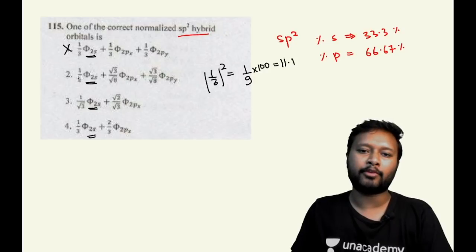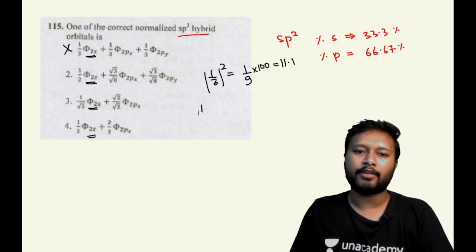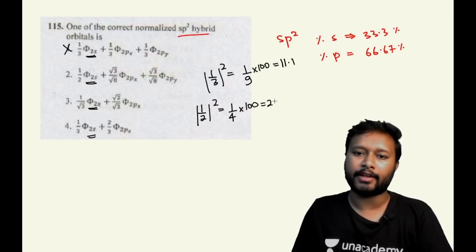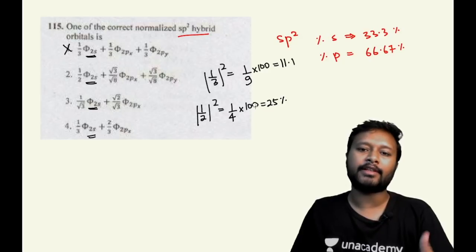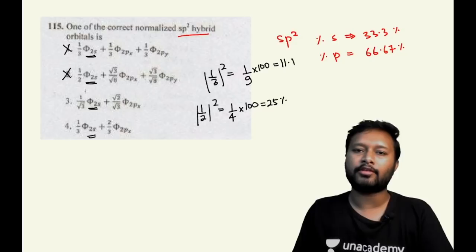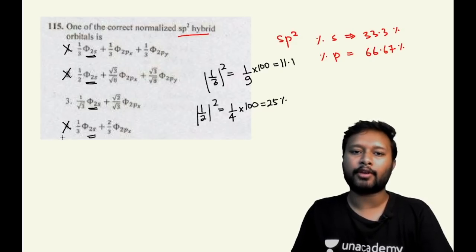Let's go for option number 2. The square of the coefficient of that is going to give me 1 by 2 square, which gives me 1 by 4. If I convert this into percentage, I get 25%. So the percentage s character which I am getting here is 25%, and again you can cancel out this option. If you check option number 4, that is also incorrect. So what is left is option number 3.